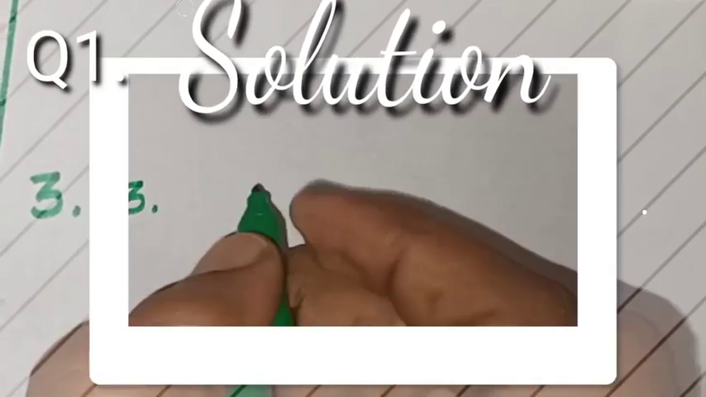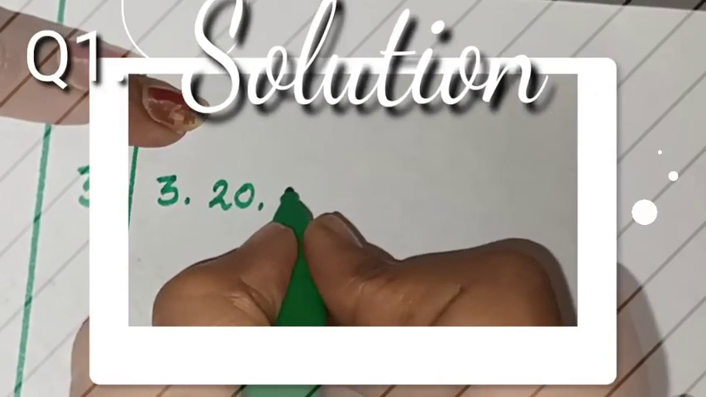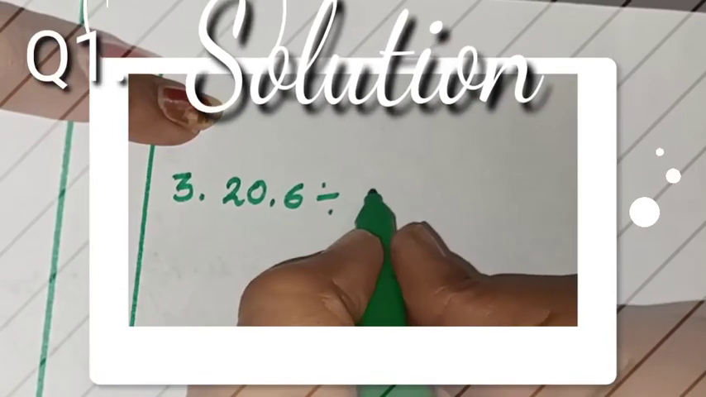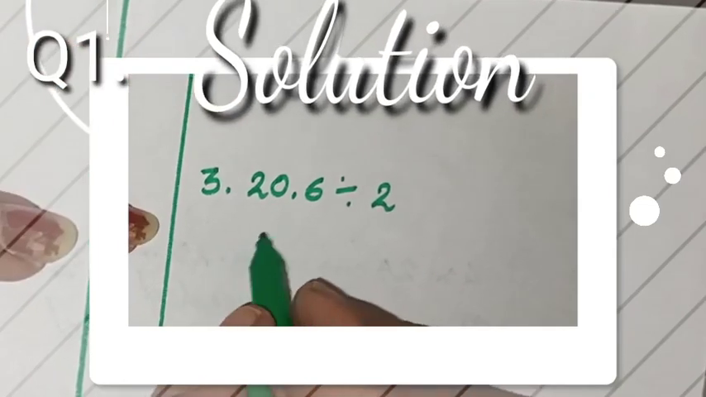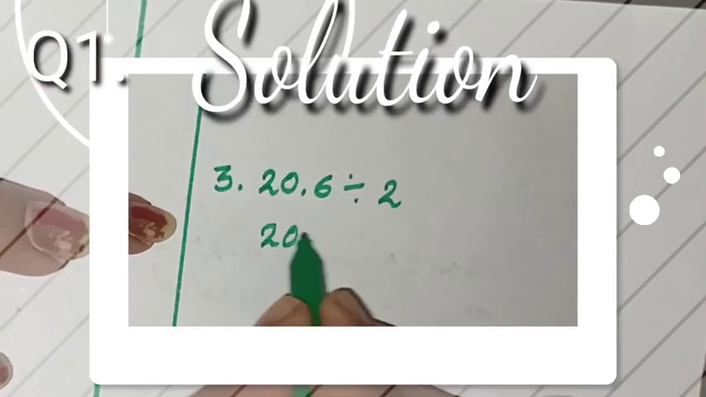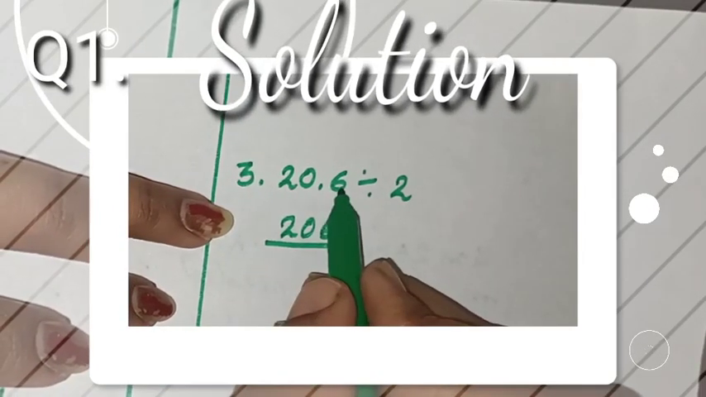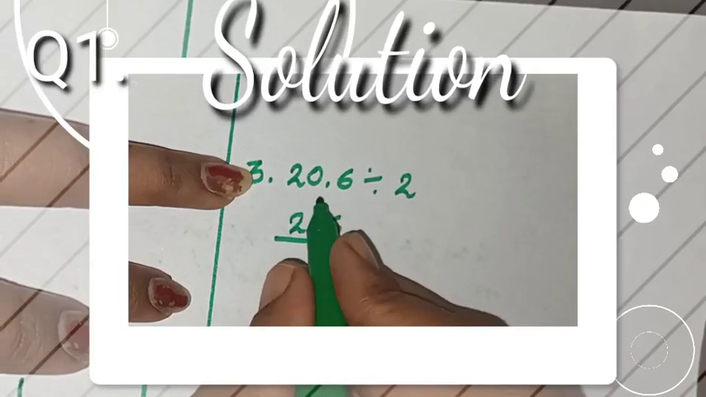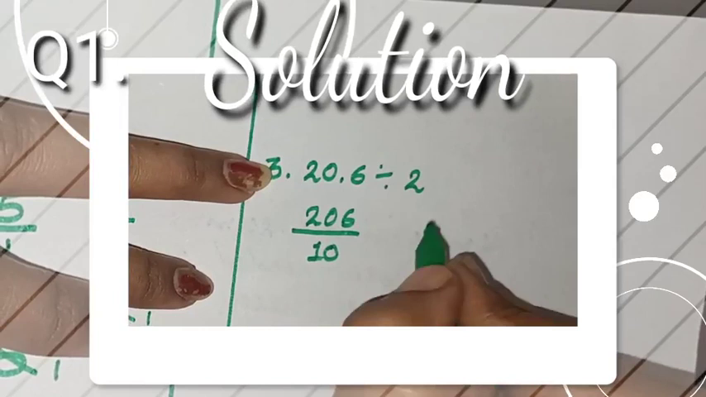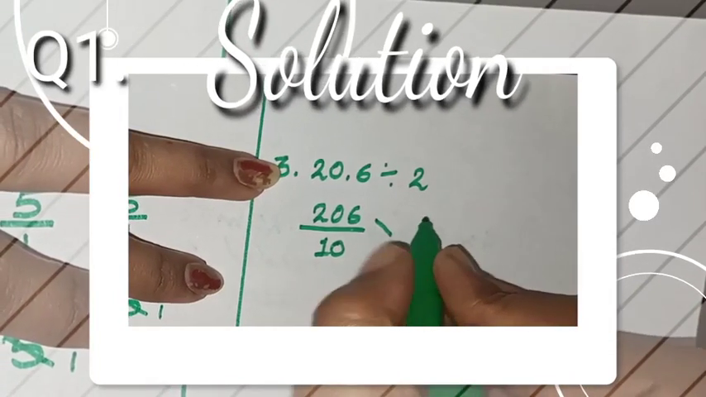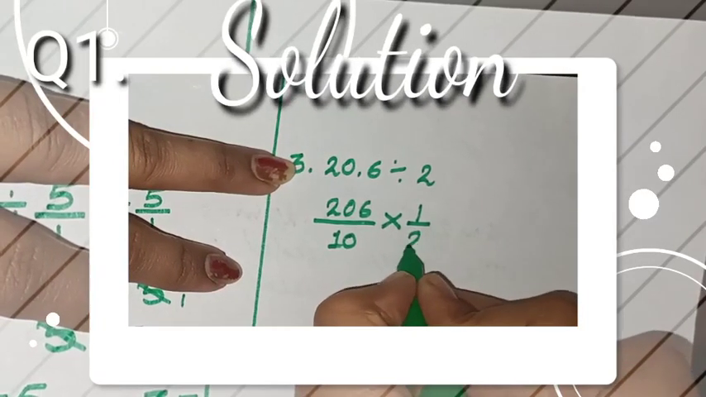Third one, 20.6 divided by 2. Let us write 206. I have written the digits. Count. Before only one digit, the decimal point is there. So only one 0 will be there. 206 upon 10 multiplied by, we will make it 1 upon 2. Understood?